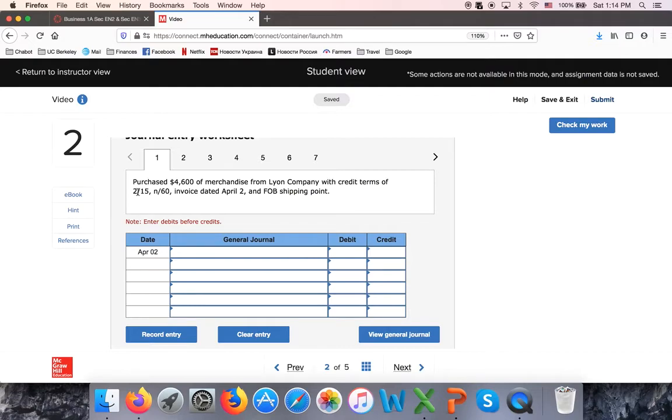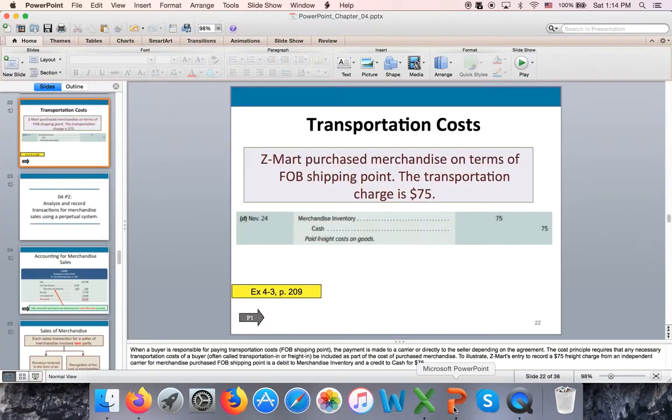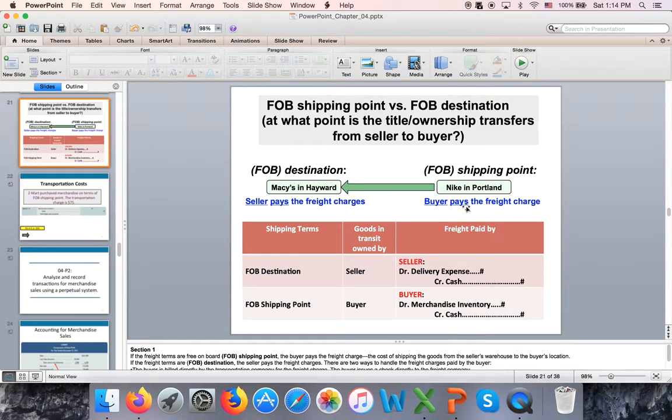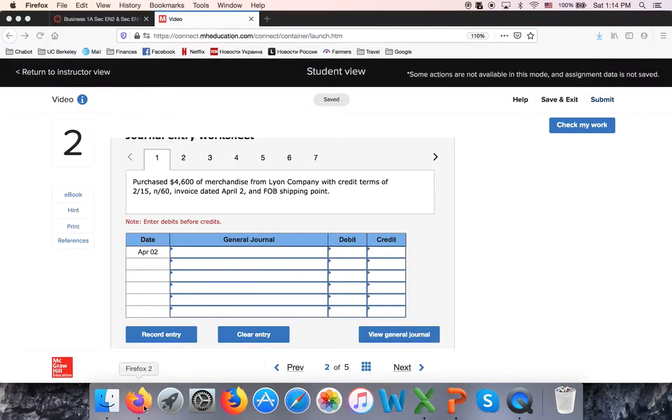If I pay within 15 days from the date of the invoice, I will get 2% off the outstanding balance. Otherwise, the entire amount of invoice net is due in 60 days. Dated April 2nd. So right away, April 2nd plus 15. If I pay up until April 17th included, I will get a discount. And guys, FOB shipping point, again, I'm going to go up here. FOB shipping point means that we're the buyer, have to pay for freight also.